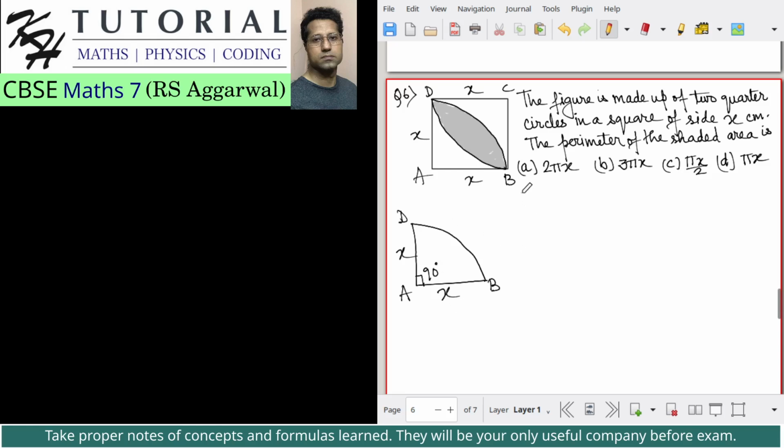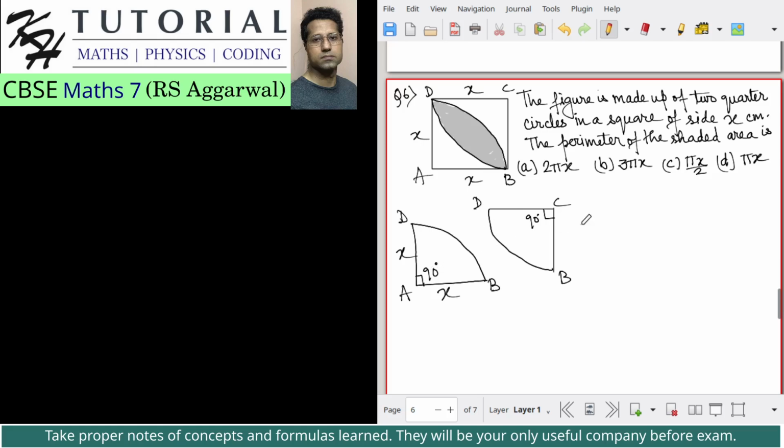Now the other sector is this one. This is the other quarter of a circle. This is DCB. This is obviously 90 degree. So if you join the two sectors, ADB and DCB, you will get the given figure in the problem. So basically we have to find now what is the perimeter of the shaded area.